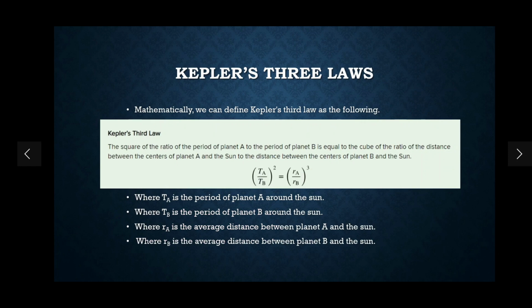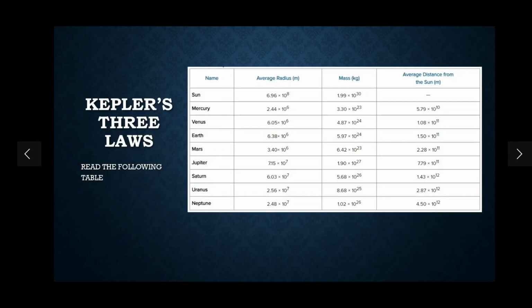Let's talk about the formula for Kepler's third law. Mathematically, we can define Kepler's third law as (Ta over Tb) squared equals (Ra over Rb) cubed. For Kepler's third law, we also need the radius, mass, and the average distance from the sun. Let's say the sun has a radius, a mass, and its own average distance.